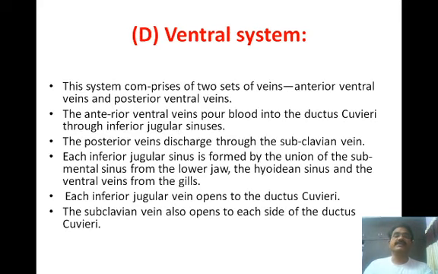Now the last one is the ventral system, which is observed in the venous system of the Scoliodon. This system comprises two sets of veins, the anterior ventral veins and the posterior ventral veins. The anterior ventral veins pour blood into the ductus cuvieri through the inferior jugular sinuses. The posterior veins discharge through the subclavian veins. Each inferior jugular sinus is formed by the union of the submental sinus from the lower jaw, the hyoidean sinus, and the ventral veins from the gills. Each inferior jugular vein opens into the ductus cuvieri. The subclavian veins also open to each side of the ductus cuvieri.